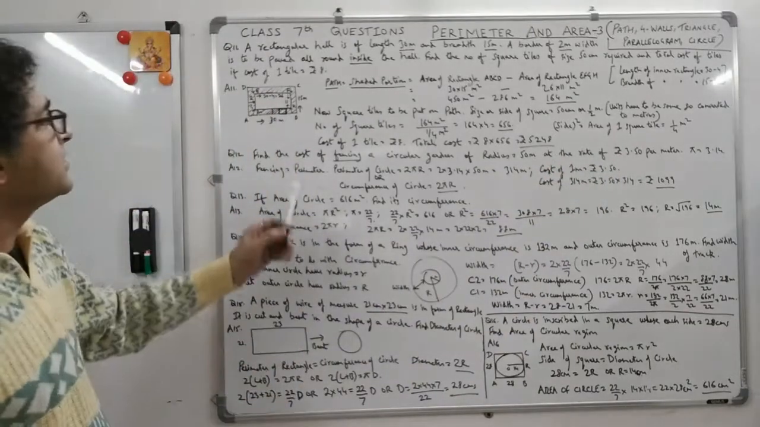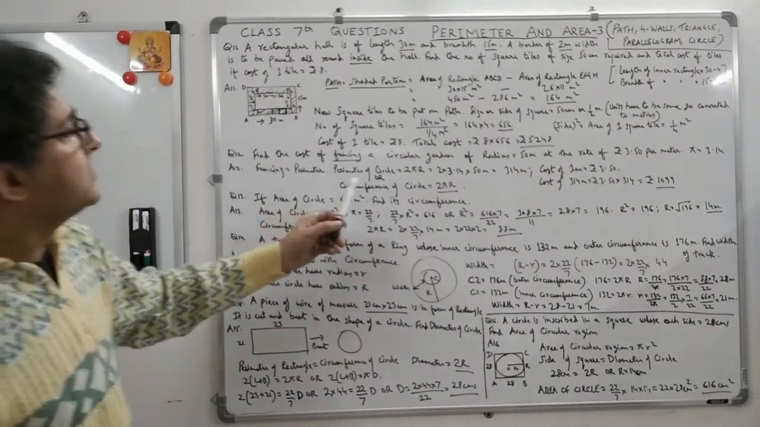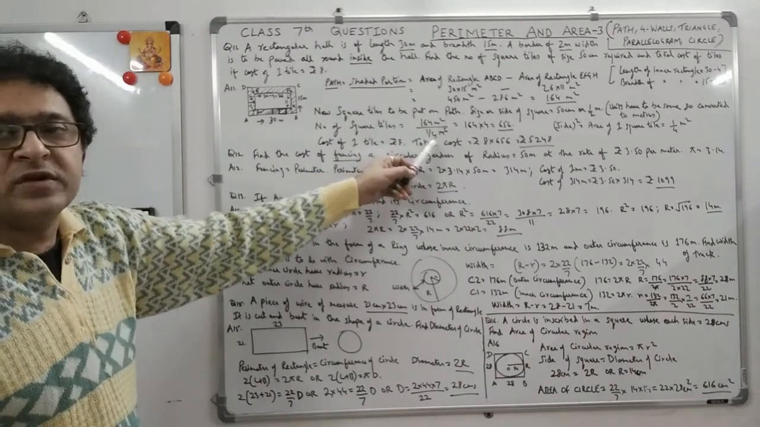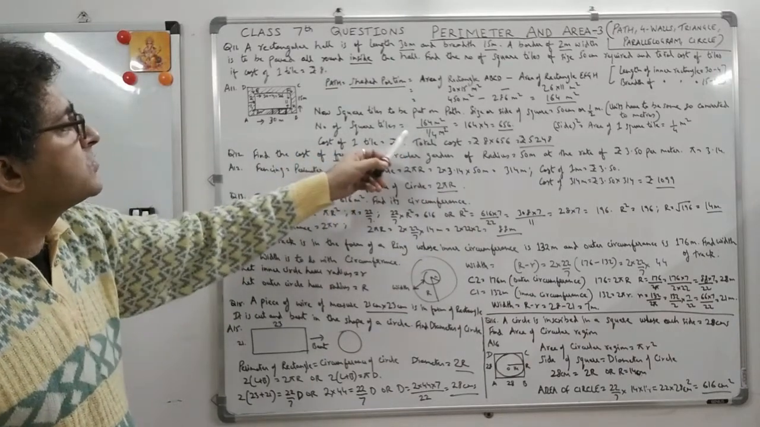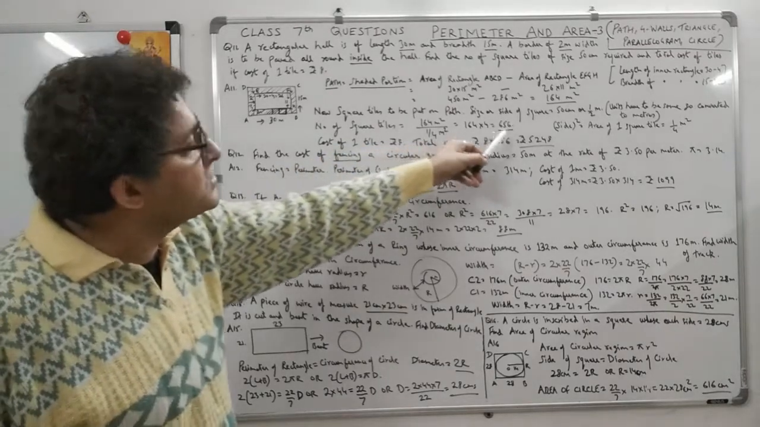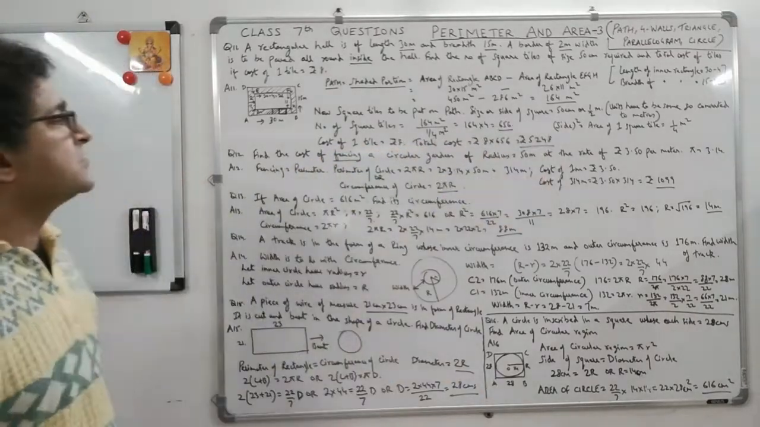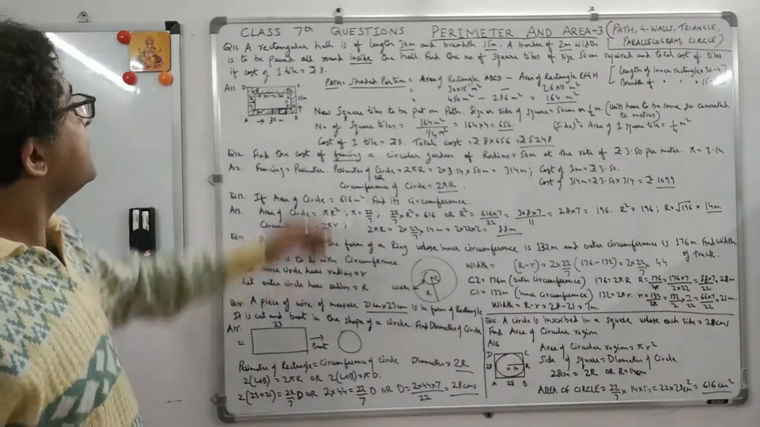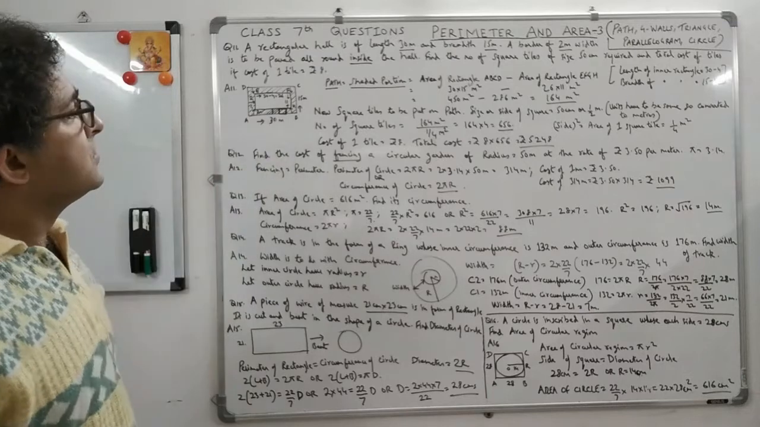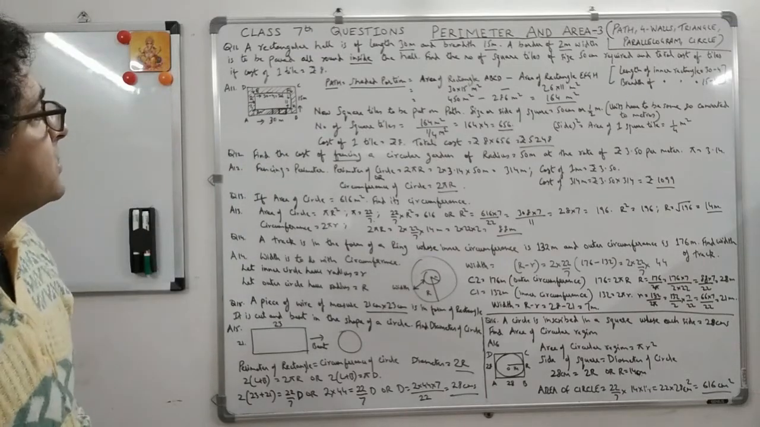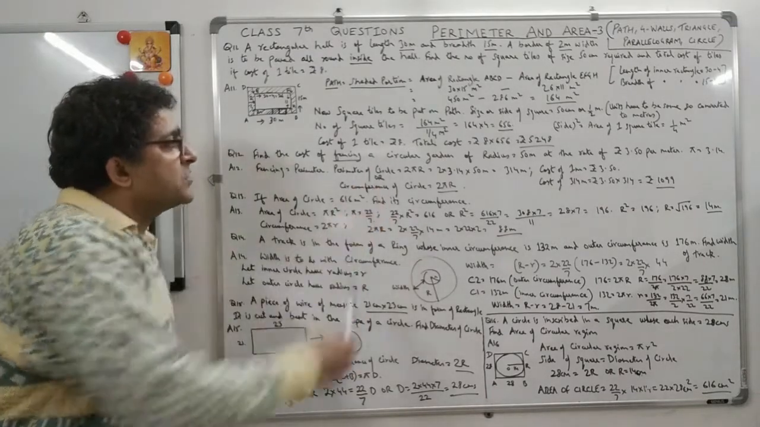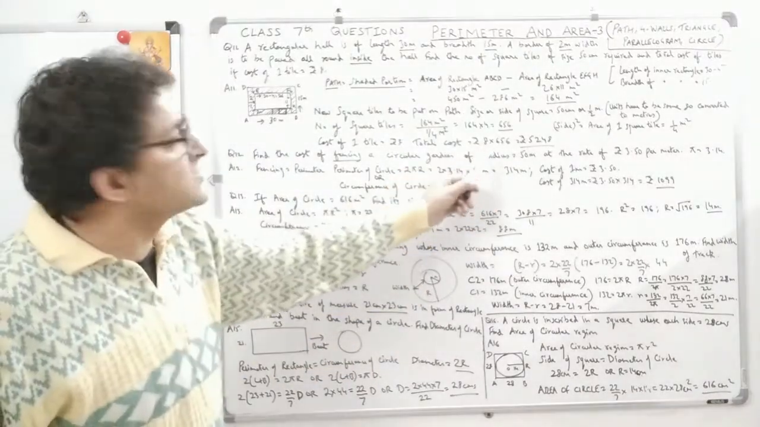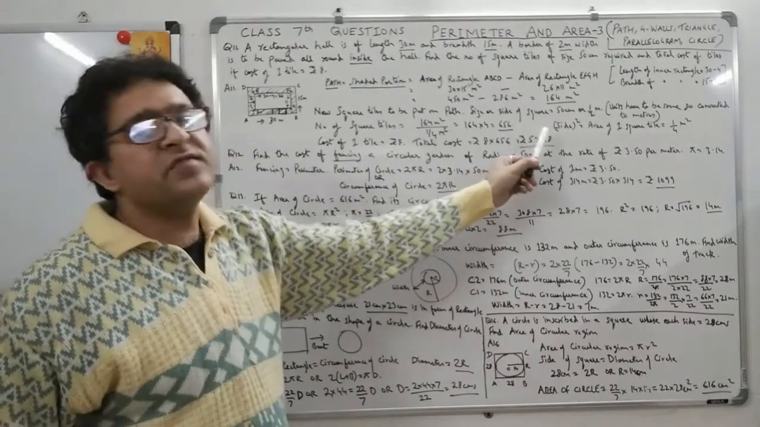Now how many tiles will be there? You just simply divide. So what we did, 164 meters square upon 1 by 4 meters square, which is the number of square tiles to be used, which is 164 into 4, which is 656 tiles. So 656 square tiles will be used to pave the inner path. And how much will be the cost? Cost of one tile is 8 rupees. Cost of 656 tiles will be 8 into 656, which is 5,248.